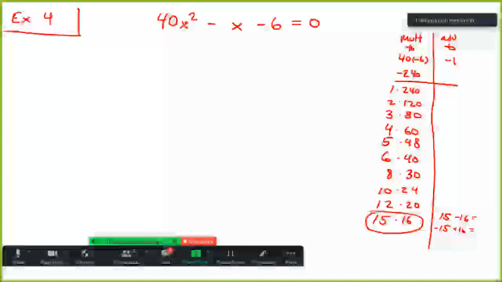Try adding both, changing the negative around, and which one gives us a -1? -16 and 15. I'm running out of time. I think we need to go. What we would do next is split up that middle -x. It doesn't look like we're splitting it up. We're technically rewriting it, right? We're making our -x into a plus 15x minus 16x.